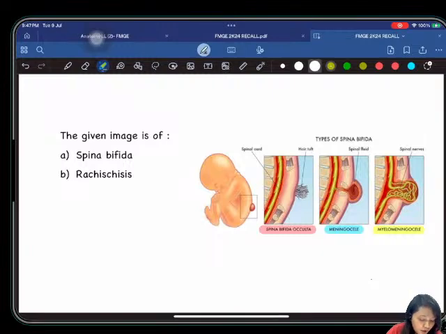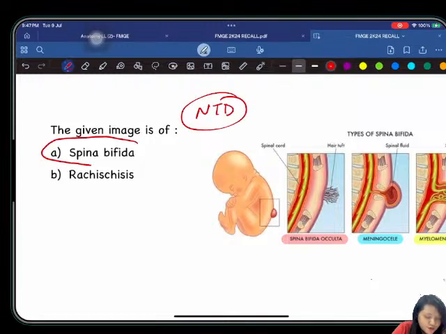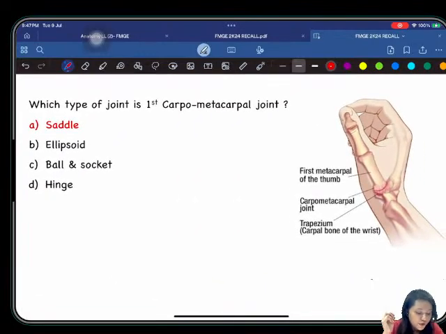Most probably the question came on spina bifida, so I'm marking it. I don't know what the other options are. I just got to know that the question came on neural tube defect, and most probably the answer was spina bifida, and they had given an image like this. If you can remember, you can write in the chat box what was the exact question on this spina bifida.